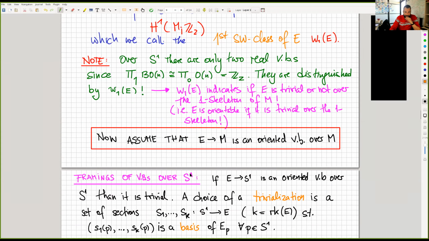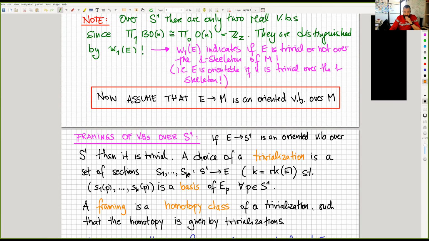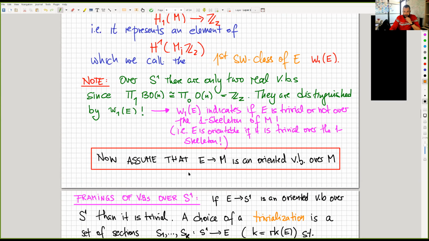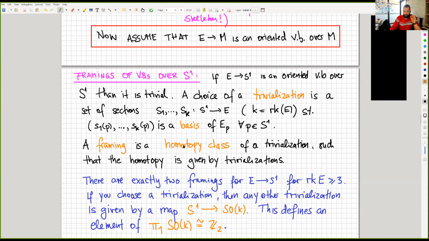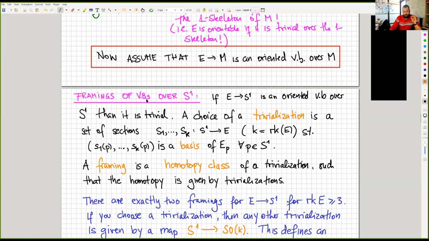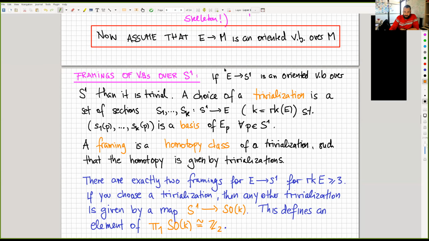Okay, in the last 4 minutes, I want to try to explain to you what a spin structure is. So let's assume that we have now an oriented vector bundle. So we know that the first Stiefel-Whitney class vanishes, right? What can we do now? Let's talk first about the so-called framings of vector bundles over S1. This will be necessary to explain what a spin structure is.